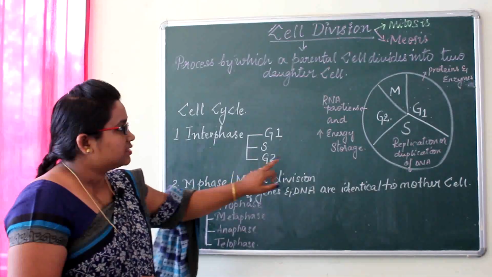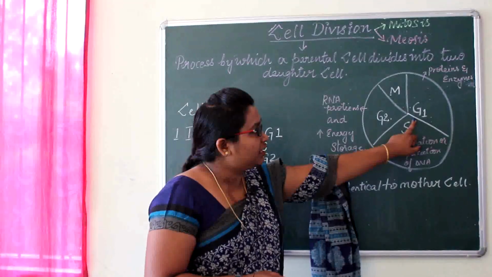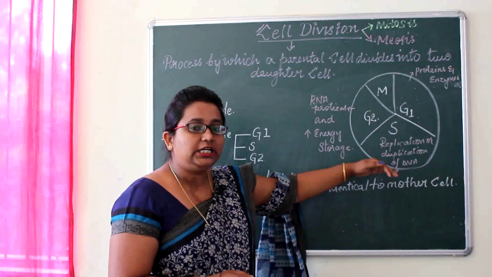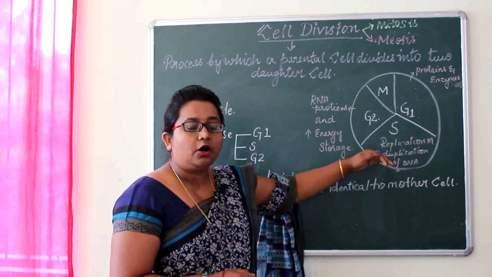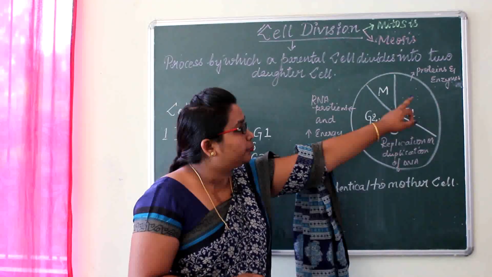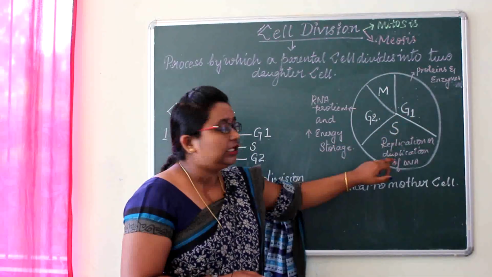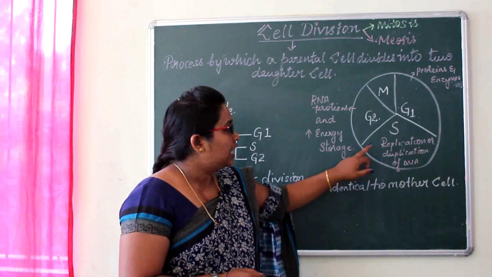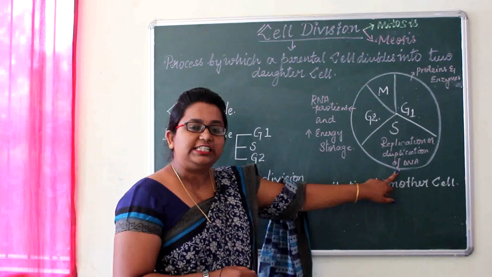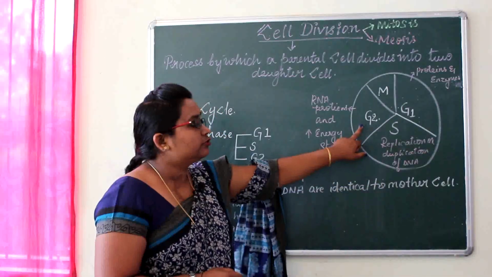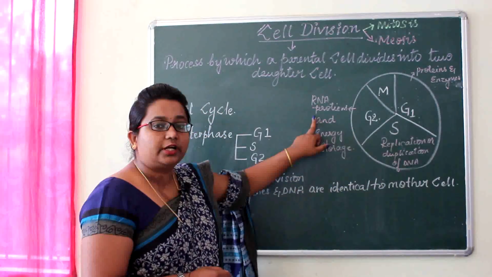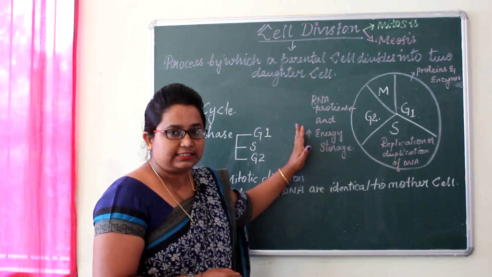Under these phases, what happens is, in G1 phase, the proteins and enzymes required for the next phase, for the process of producing the DNA, are produced. These are the proteins and enzymes required for DNA synthesis. Coming to the S phase, here the replication and duplication of DNA occurs. And coming to the G2 phase, here the RNA, proteins and energy required for the next phase are synthesized.